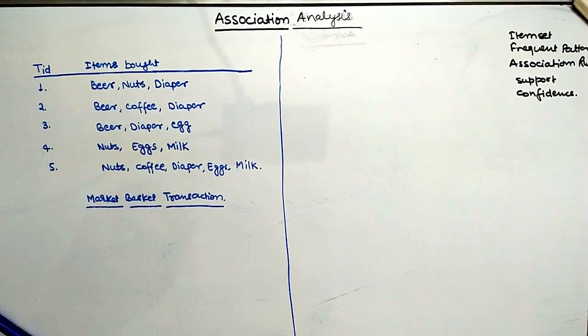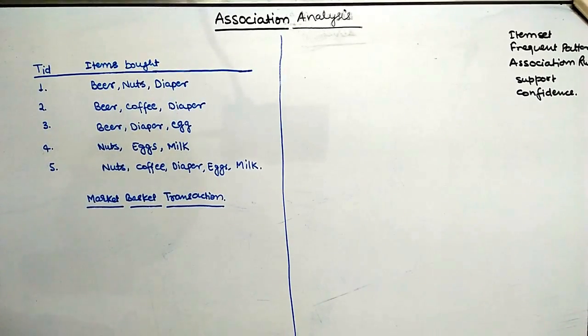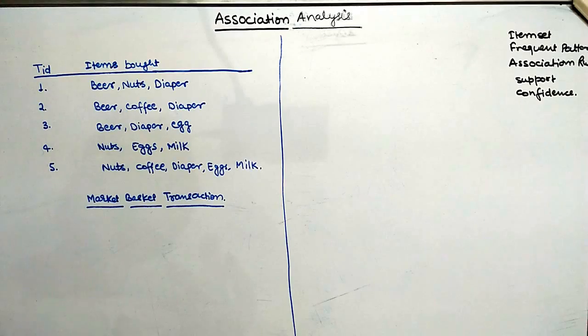Hello guys, today we discuss a new concept in data mining known as association analysis. This association analysis is generally used in business enterprises to accumulate large quantities of data from their day-to-day operations. Huge amounts of customer purchase data.